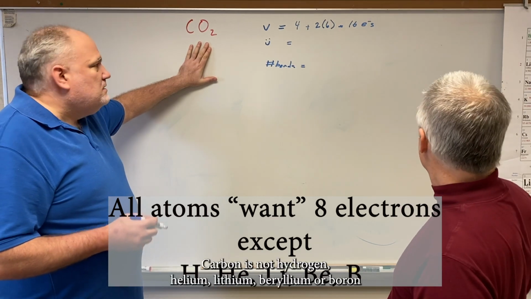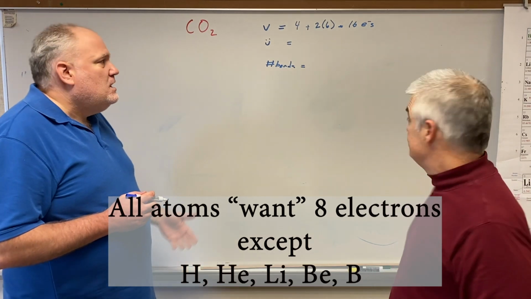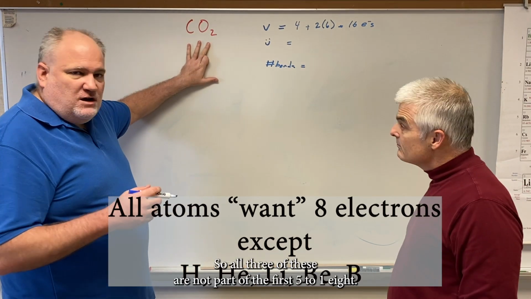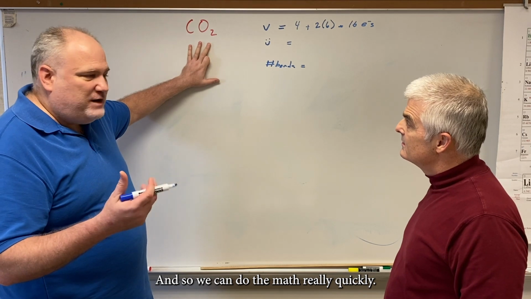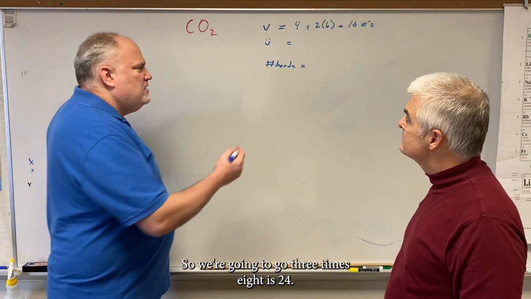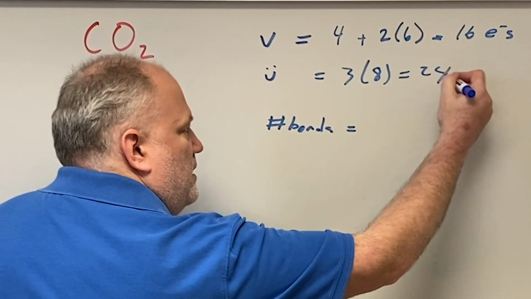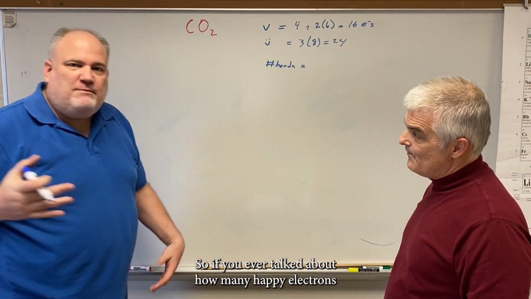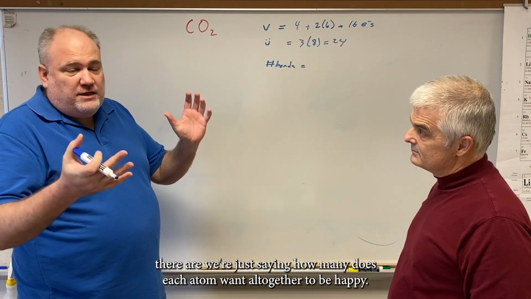It's not carbon. Carbon is not hydrogen, helium, lithium, beryllium, or boron. So all 3 of these are not part of the first 5. They all want 8. And so we can do the math really quickly. We can say all 3 of these want 8, so we can just go 3 times 8 is 24. Got it. So if you ever talk about how many happy electrons there are, we're just saying how many does each atom want altogether to be happy.